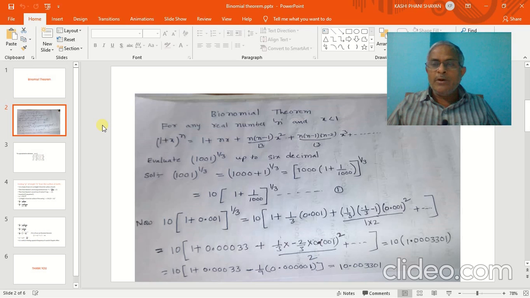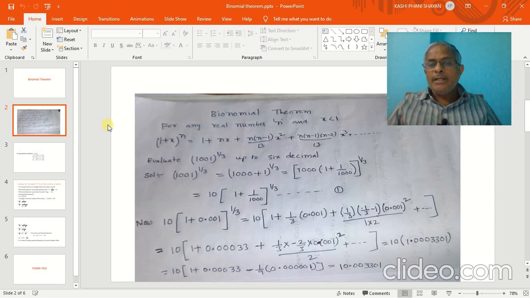(x + y) to the power of n is equal to x to the power of n plus nC1 x to the power of n minus 1 into y plus nC2 into x to the power of n minus 2 into y square, and so on. You learned this binomial theorem in your previous class. That is applicable only when n is a whole number.